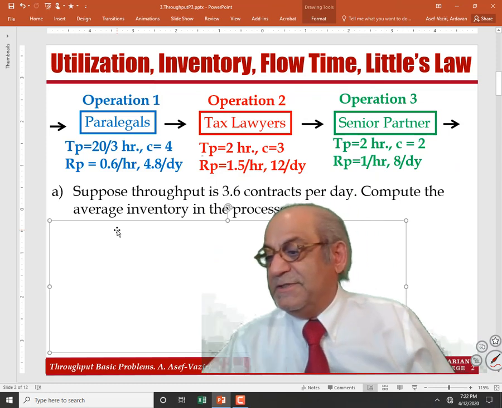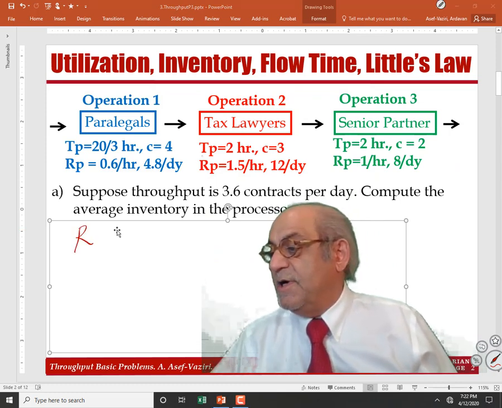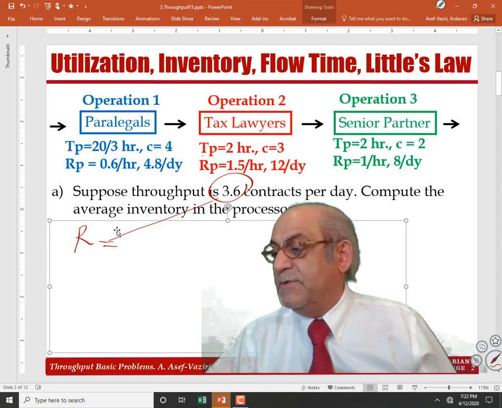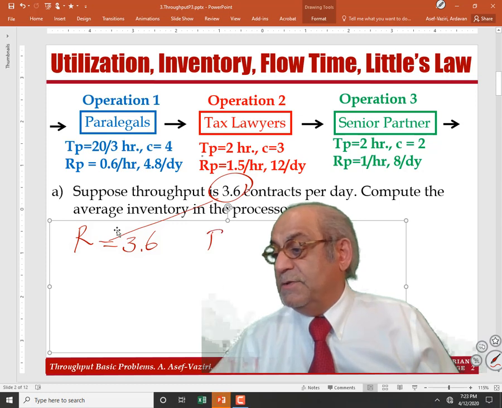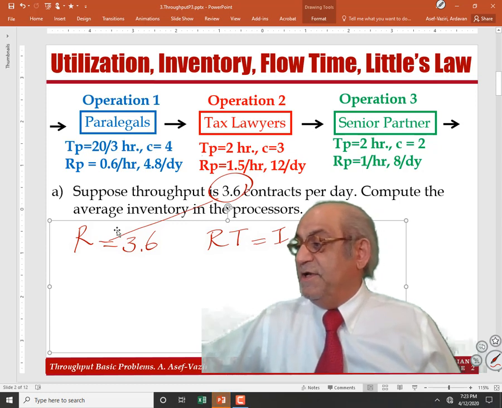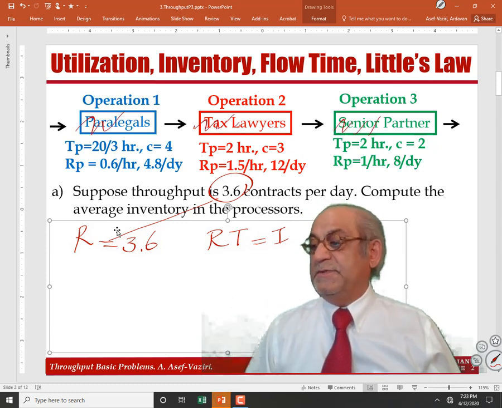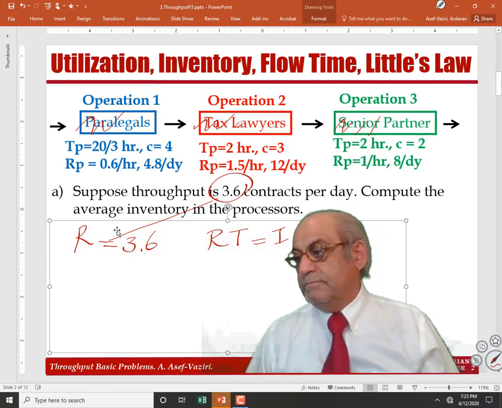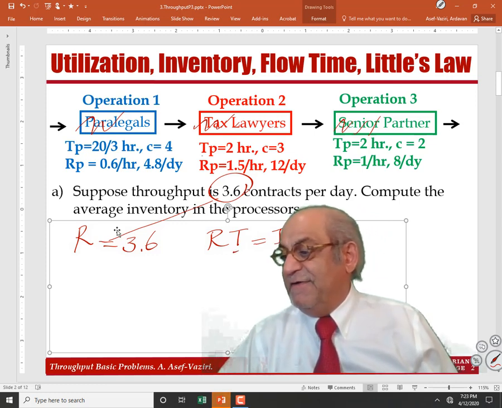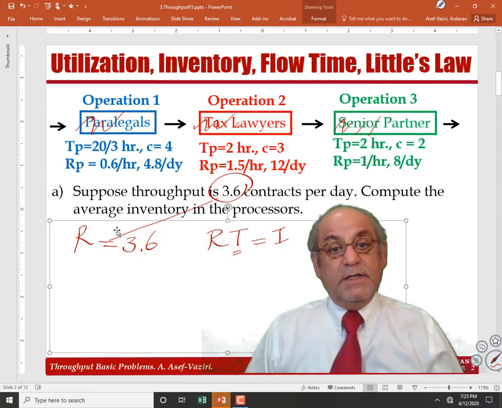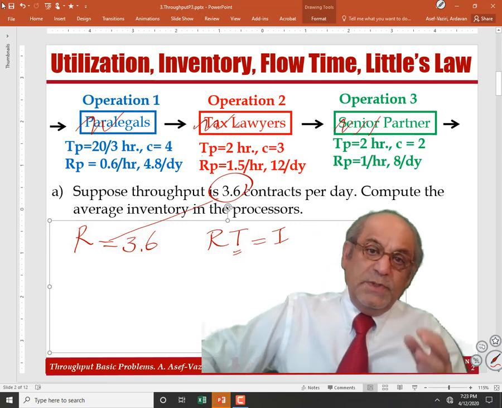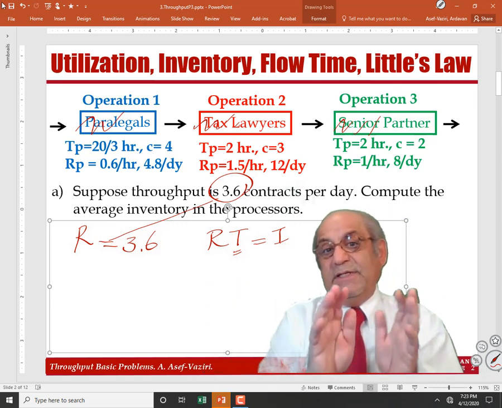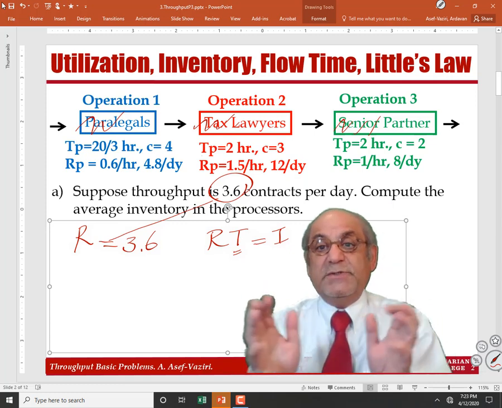Using Little's law, throughput, the problem is stating that it is equal to 3.6. Through Little's law, I know throughput times flow time is equal to inventory. And we are looking for inventory within these resource pools. Throughput I have, if I can find flow time, and this is what we call theoretical flow time, because it only takes into account the time that the flow unit spends with resources.